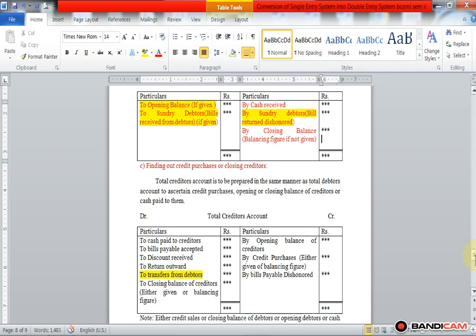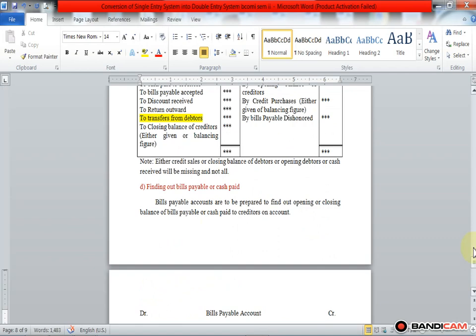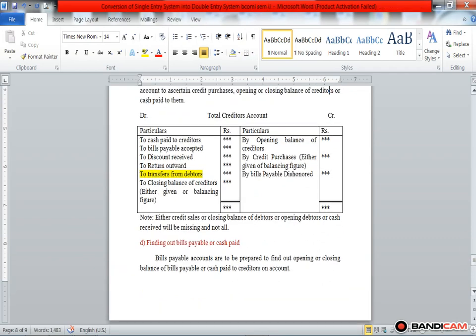So the same account is prepared here, in the same manner as the total debtors account. But here the total creditor is our liability. So first, the opening balance of total creditors is transferred to the credit side of the creditors account, because the creditor is our liability and a liability always has a credit balance. So the opening balance of creditors is transferred to the credit side of the creditors account.